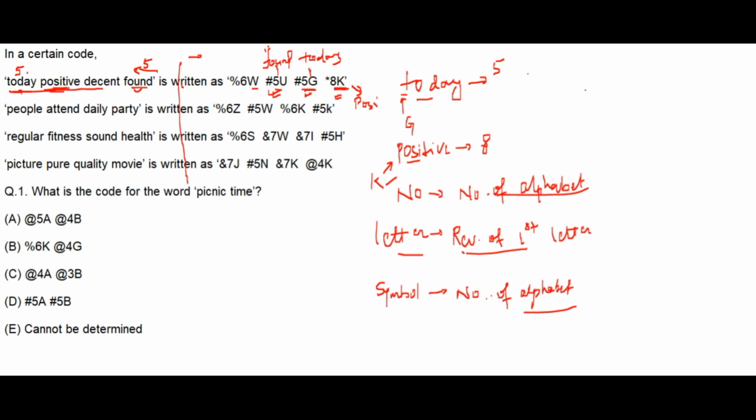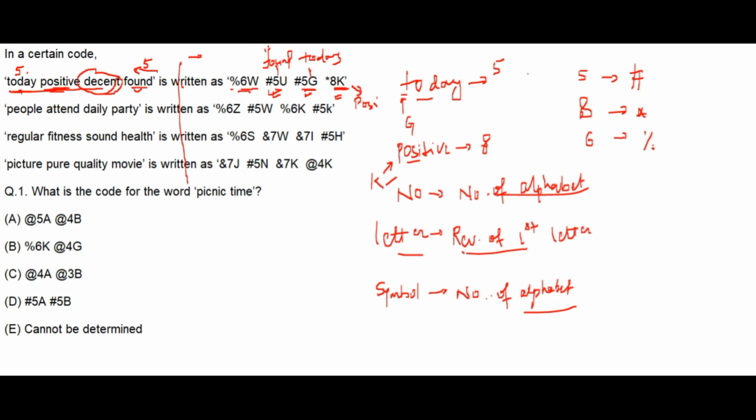Okay, so we can say that if the number of alphabets is 5, then the symbol will be hash. Yes or no? If the number of alphabets is 8, then the symbol will be what? Asterisk sign. If the number of alphabets is 6, what will be the symbol? So this one is "descent", which has 6 alphabets, and this one will be the code of descent. So which symbol has been used? Percentage symbol has been used.